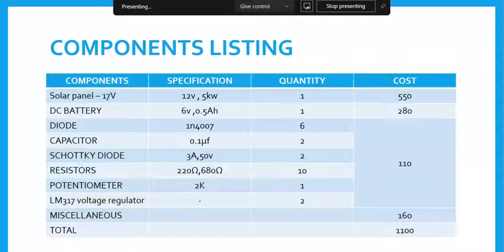This is the components listing. We got solar panel for 550 rupees, then a DC battery for 280, and diode, capacitor, Schottky diode, resistors, potentiometer and LM317 voltage regulator, that is all electronic components, for 110 rupees, and miscellaneous cost was 160. The total cost of the components was 1100 rupees.